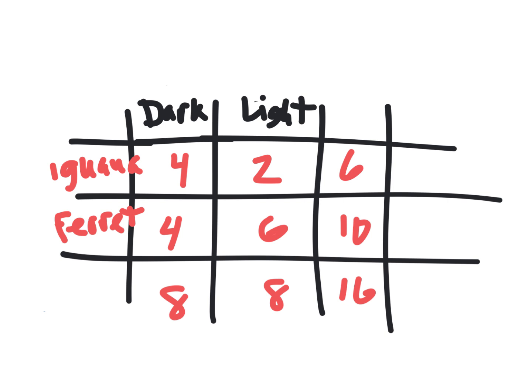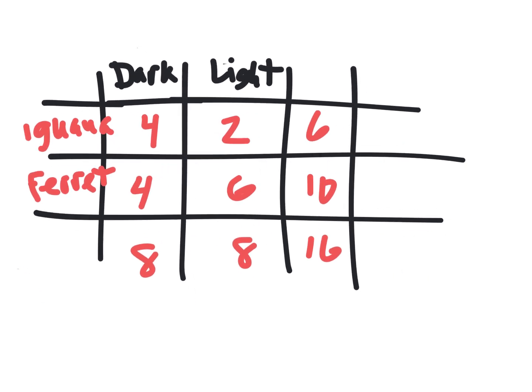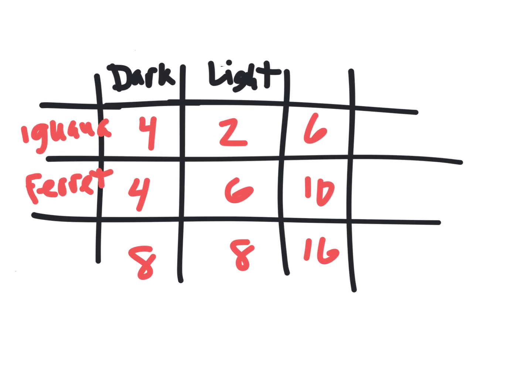If I only talk to light-shoed people, what's the probability they would want a ferret? Just write it down. It's a fraction. If I only talk to light-shoed people, probability they'd want a ferret. Did you have 6 out of 8? Awesome.